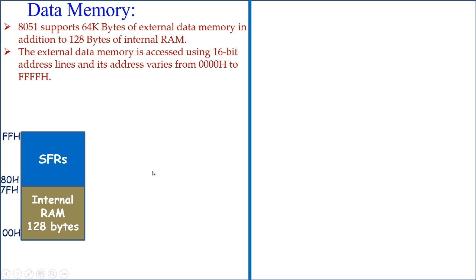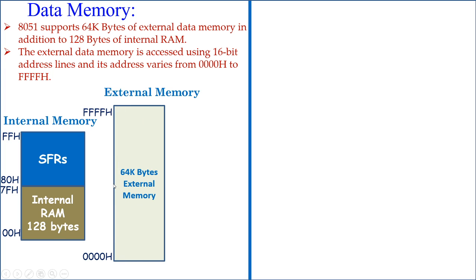So this is internal memory. External memory is like this. As we know, our microcontroller has a 16-bit address bus, so 2 raised to 16 generates the addresses of external memory, starting at 0000H and ending at FFFFH. So total external memory is 64K bytes of data memory.